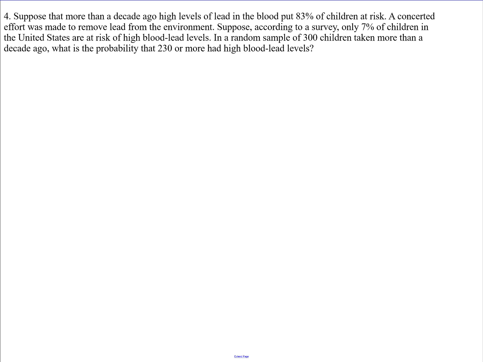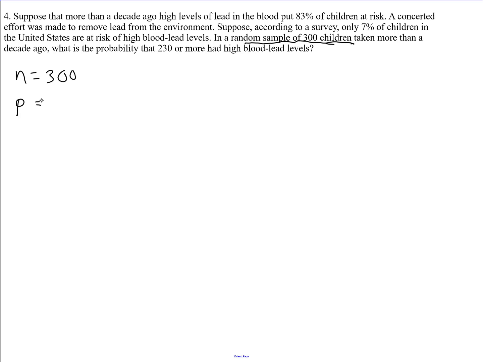All right, so in this case, a child could either have high lead levels in the blood, or not have high lead levels in the blood. So this is a binomial probability. So we need to identify our number of trials, n. So n is equal to 300 children, because we took a sample of 300 children.